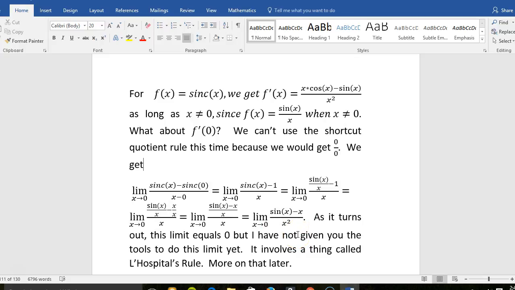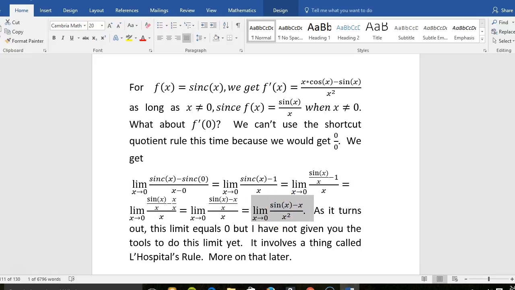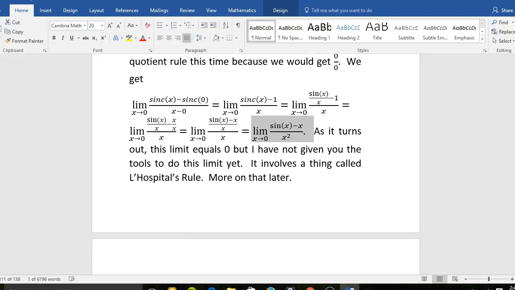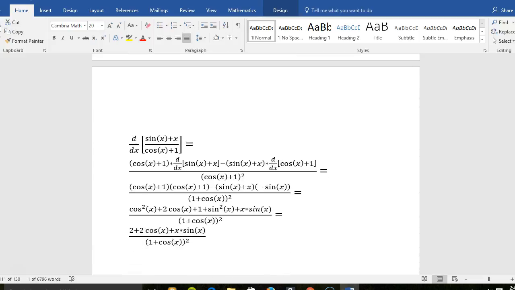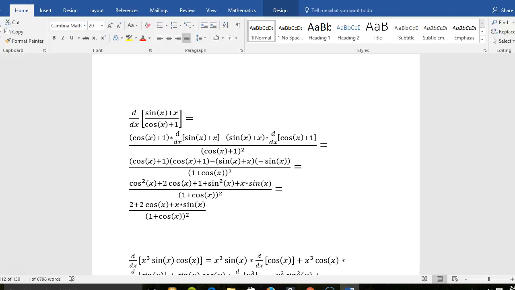I have not given you enough info yet, so just quench your thirst for this right now because it requires L'Hopital's rule. And I'm not giving you that yet, so just wait. But suffice it to say, it is differential, and the answer is 0, but you'll need L'Hopital to get that, and we'll do that later. So let's move on. Let's look at this guy right here.